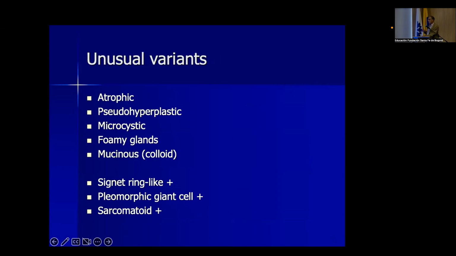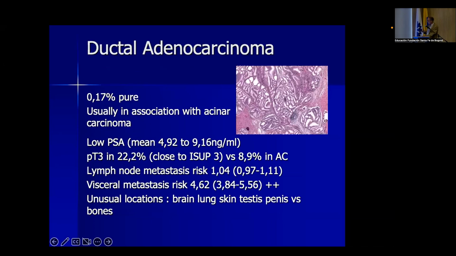Now, a quick view on unusual histologic patterns of cancer. The common one is the acinar, as we saw, with small gland infiltrating tumors. We have different histologic aspects that might have a prognostic impact, but are very rare tumors. These are the signet ring, the pleomorphic, and the sarcomatoid, which you barely ever see in your histological reports. But there is one that is more important and more interesting. It's the ductal adenocarcinoma.